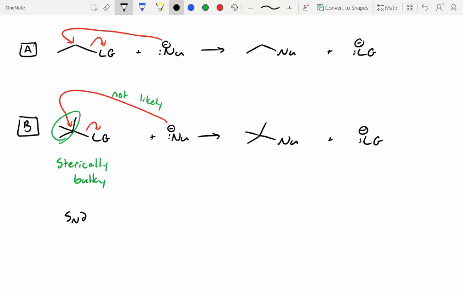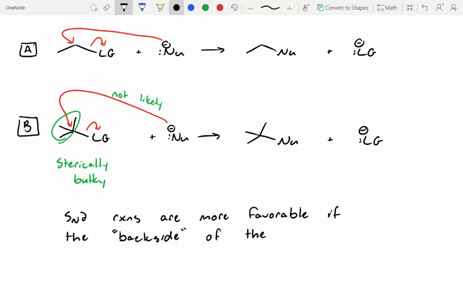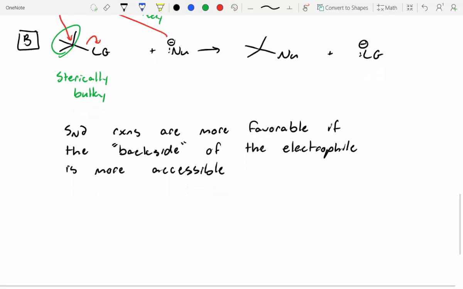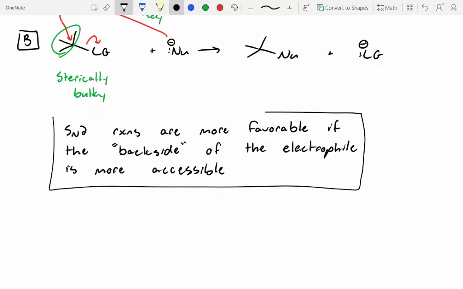So SN2 reactions are more favorable if the backside, it's a scientific term, of the electrophile is more accessible. Okay, so we can kind of block this off as our common theme for SN2.